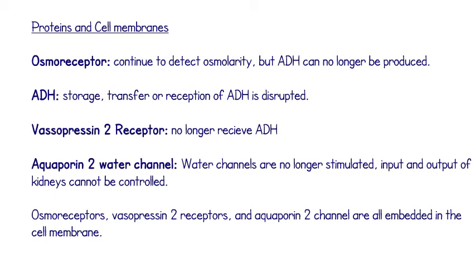Vasopressin 2 receptors no longer receive ADH due to the lack of production and secretion of this hormone. Aquaporin 2 water channels are no longer stimulated, so water cannot flow from urine to blood. Vasopressin 2, aquaporin 2, and osmoreceptors are all embedded in the cell membrane.